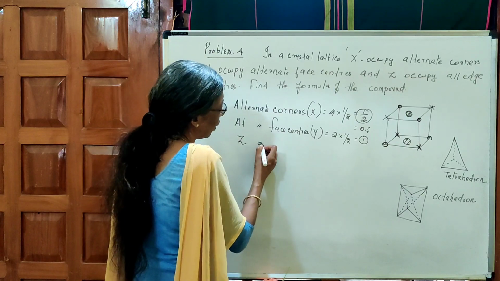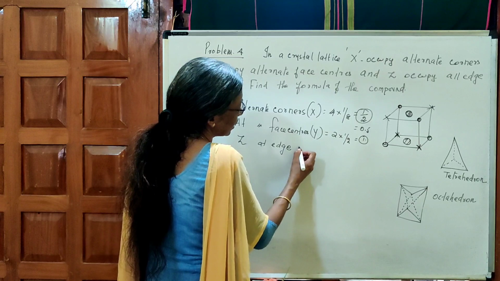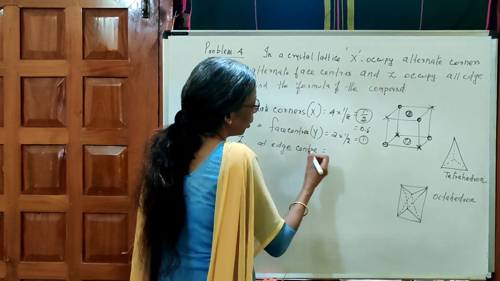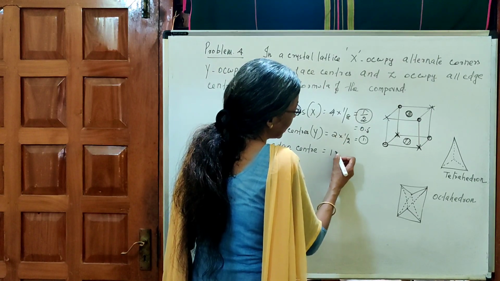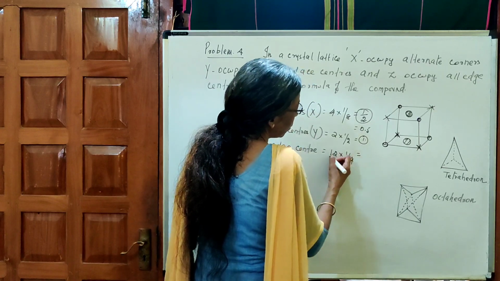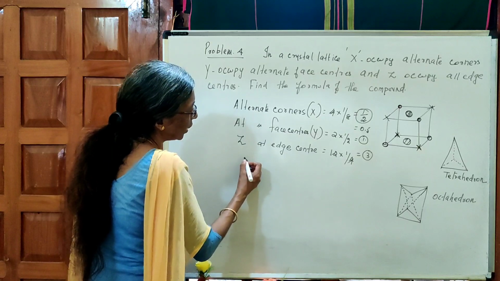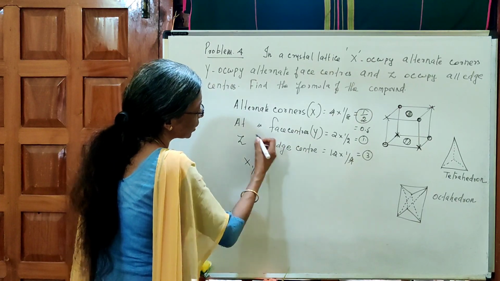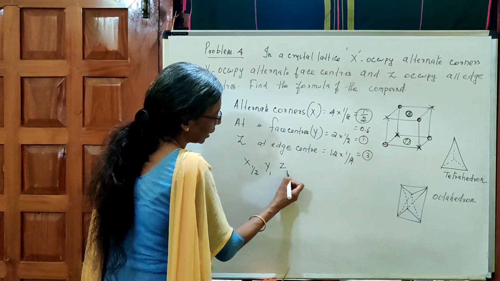Next one, Z occupies all edge centers. How many edge centers are there? 12 edges into 1 by 4. Already we studied this one. So what will come here? 3. Okay, so we'll write this: X is 1 by 2, Y is 1, and Z is equal to 3.